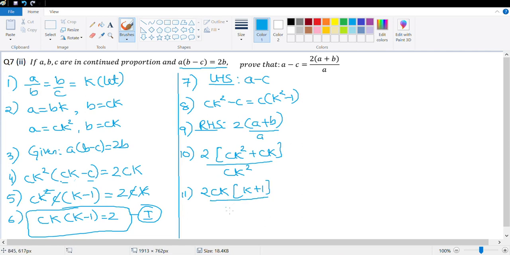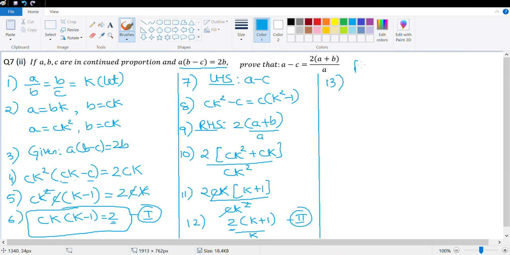In the denominator, we have CK square. Let's cancel C. Let's cancel 1 power of K. And what we have is 2 times K plus 1 upon K. Yes, 2 times K plus 1 upon K. Now, this is still not equal to left hand side. So what do we do? Well, I notice that equation 1 gives me the value of 2. So let's put the value of 2 in this equation. Let's call this equation 2.